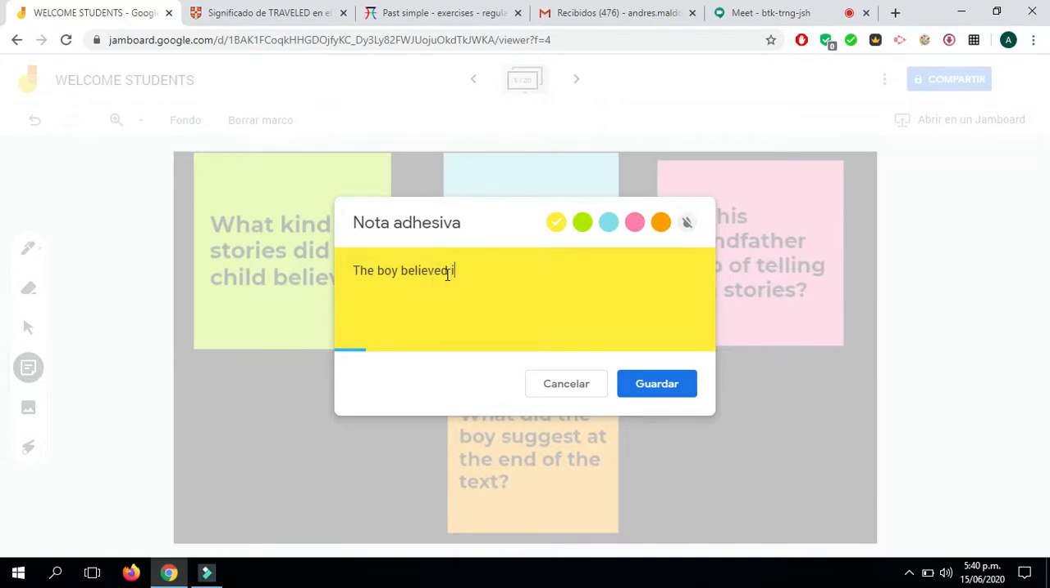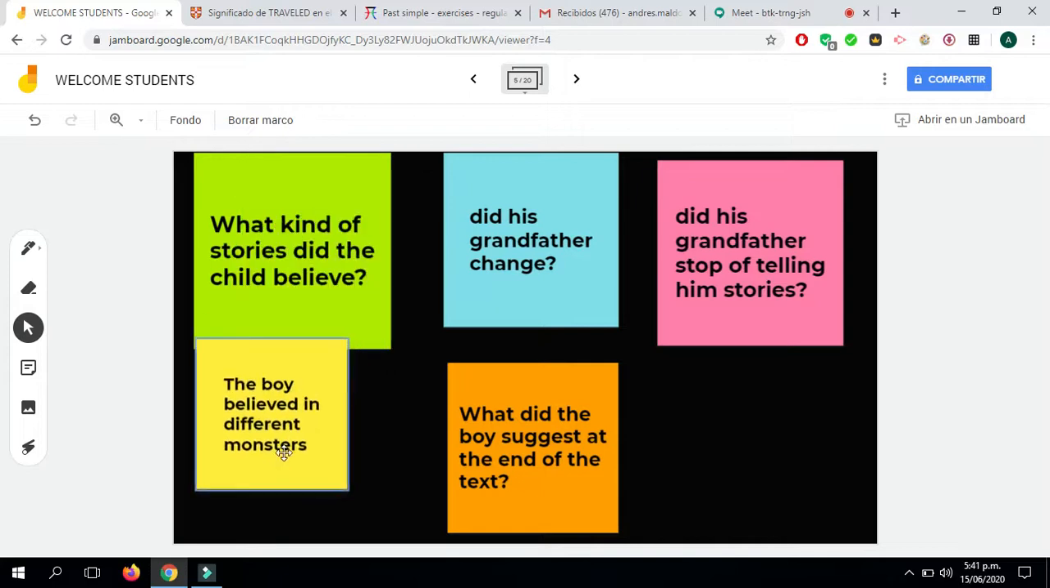believed in monsters. For example, in monsters. Or you can say they believed in different monsters. Okay, why believed, teacher? Why did I say believed and not believe? Believed because it's the past tense. Always when we answer in affirmative, in positive, in past tense, the verb goes conjugated in past tense, and in this case believe is a regular verb. It's a regular verb, so it goes with ed.